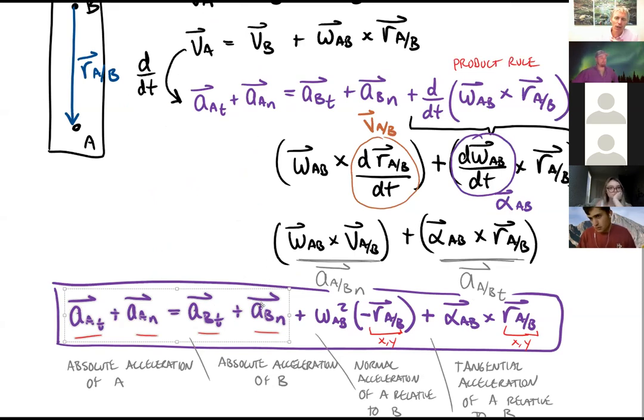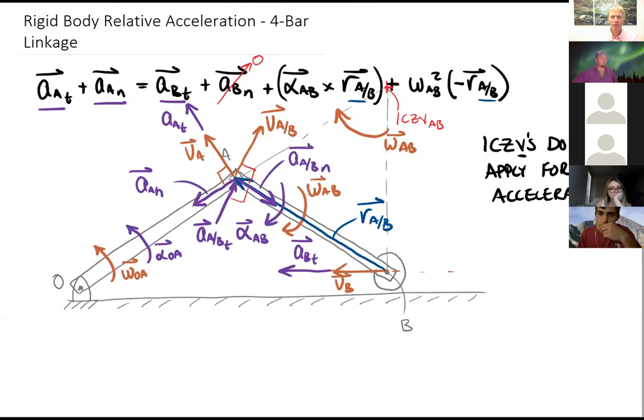The general structure of the relative velocity and relative acceleration equations is the same order. You just double the amount of terms because you have tangent and normal for acceleration. Okay, so to walk through one of these mapping exercises.